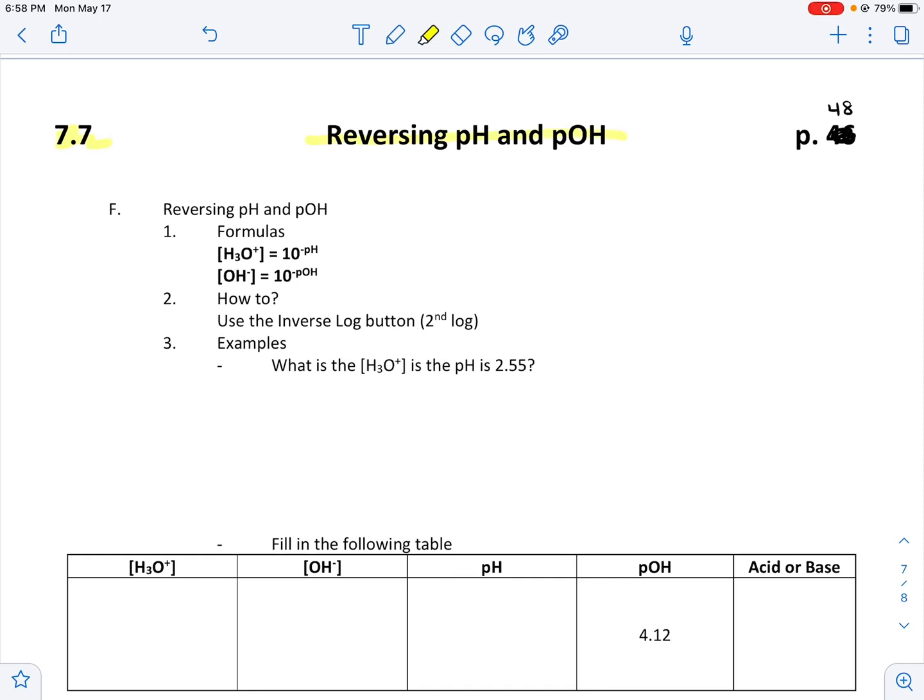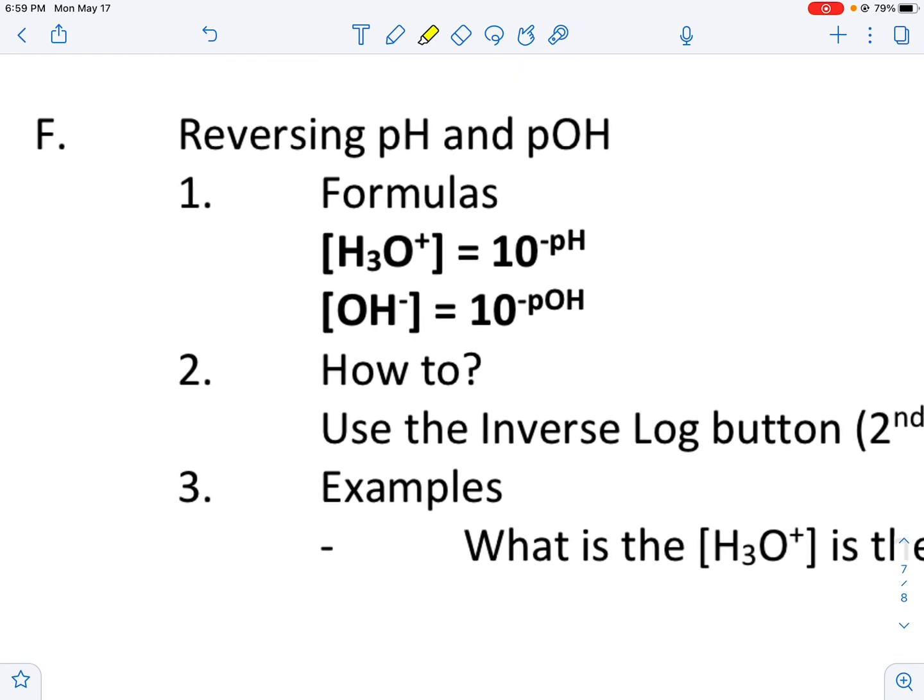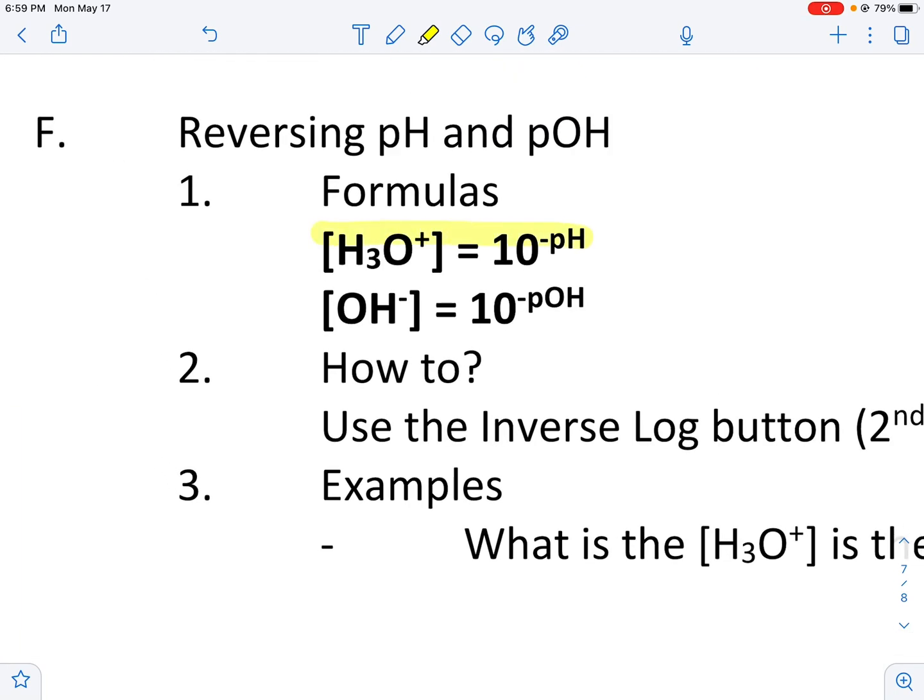This is reversing pH and pOH. Not sure on the page, but hopefully around 48. Okay, so we're going to just jump right in and get a couple of formulas. Remember I said yesterday or the last video we watched, we have two more formulas? Well, here they are. We have two formulas that we're adding, 10 to the negative pH and 10 to the negative pOH. All right, very simply, it's very easy to do.